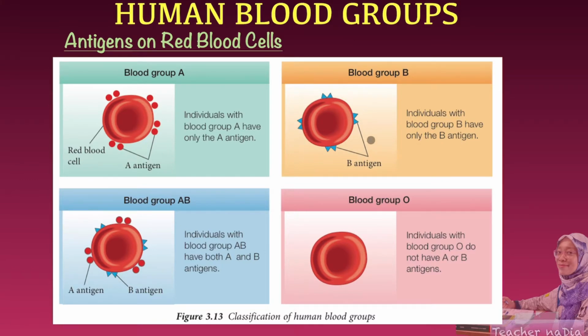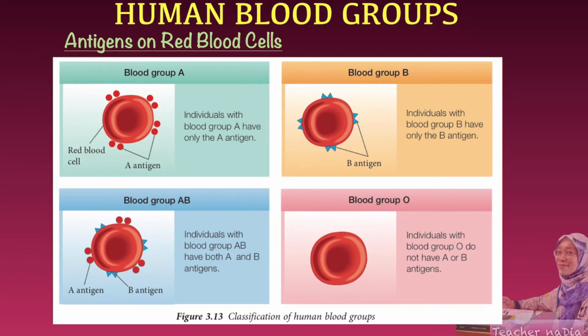On the surface of the red blood cell, you can see the B antigen. For blood group AB, the individuals have both A and B antigens. So you can see on the surface there are A antigen and also B antigen.